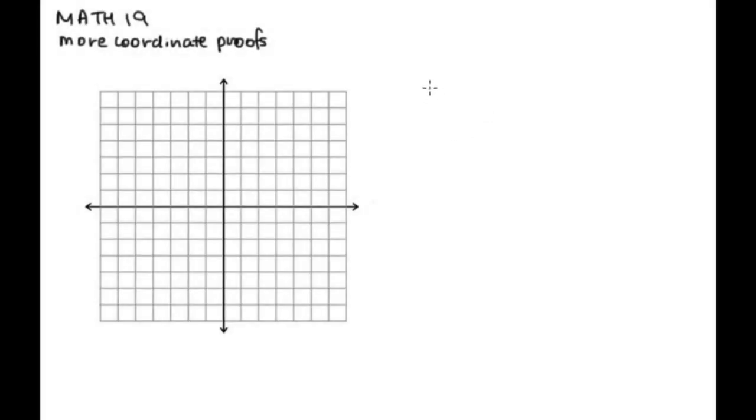Number 1 in the coordinate proof homework sheet says the points A, which is (2, 1), B, which is (6, 3), C, which is (8, 7), and D, which is (4, 5), are the vertices of a quadrilateral. Seems simple enough. Let's graph that.